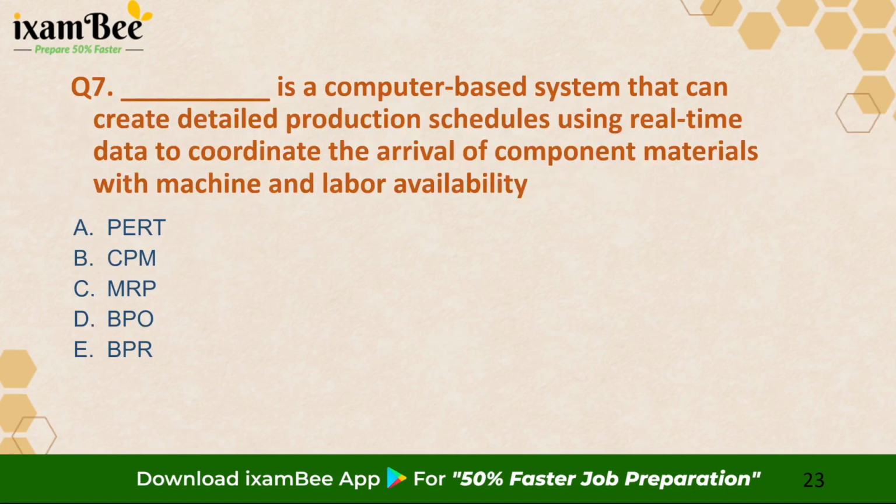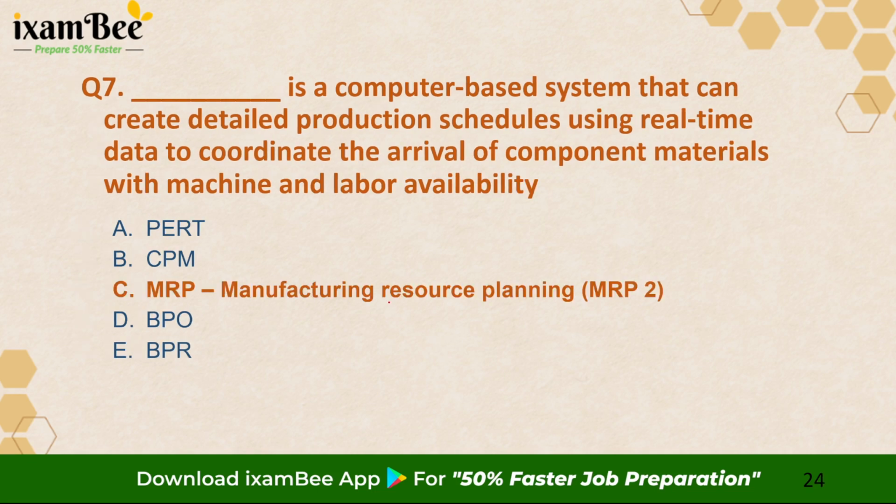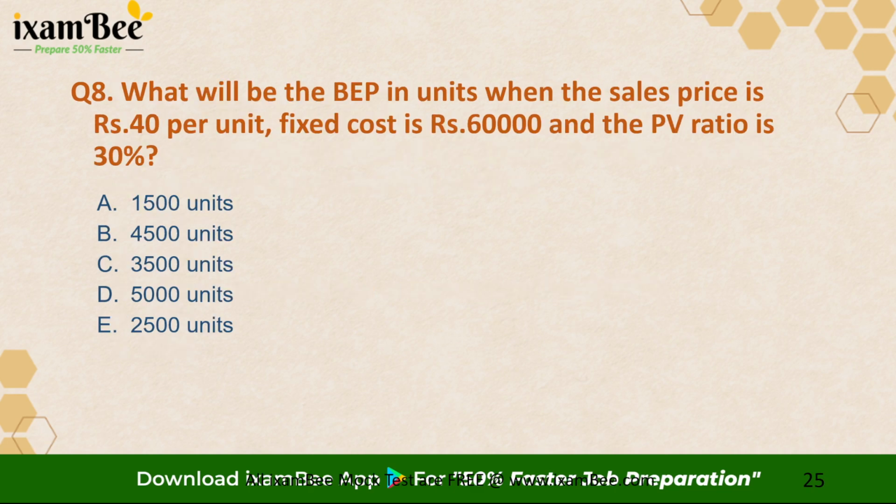Next question, Dash is a computer-based system that can create detailed production schedules using real-time data to coordinate the arrival of component materials with machine and labor availability. The correct answer here is MRP, which represents manufacturing resource planning. This coordination helps to remove wastages in terms of waiting or over processing or waiting in the production line.